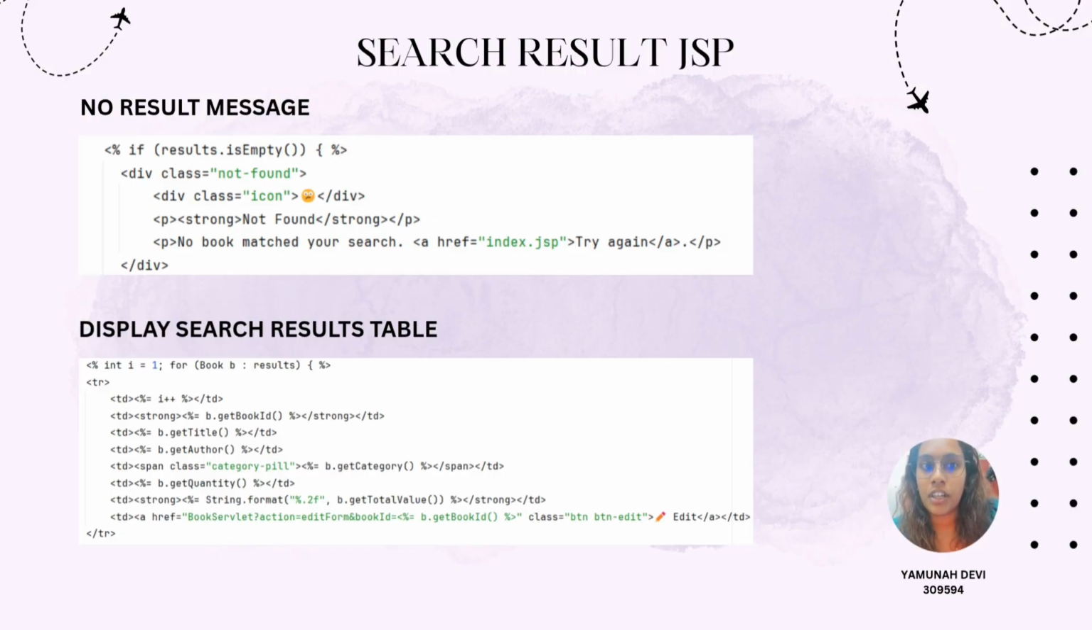The edit button function allows the user to edit a selected book record directly from the search result page. When clicked, the book ID is sent to the book servlet together with the edit form action. The servlet then retrieves the selected book information and opens the edit form page.